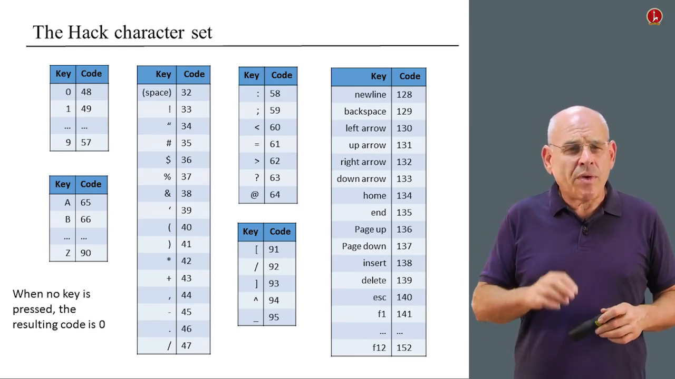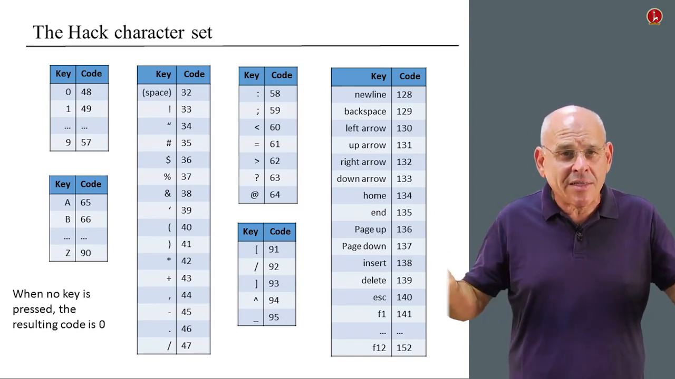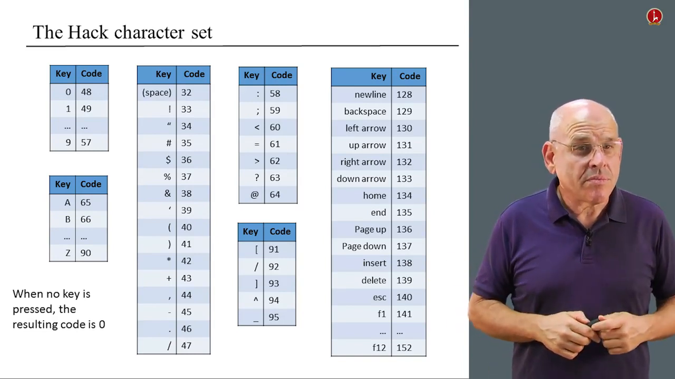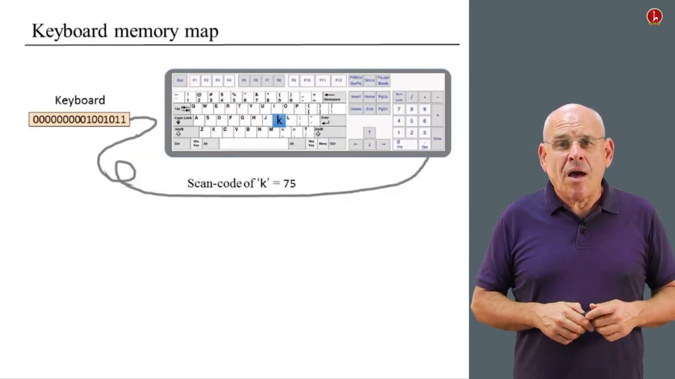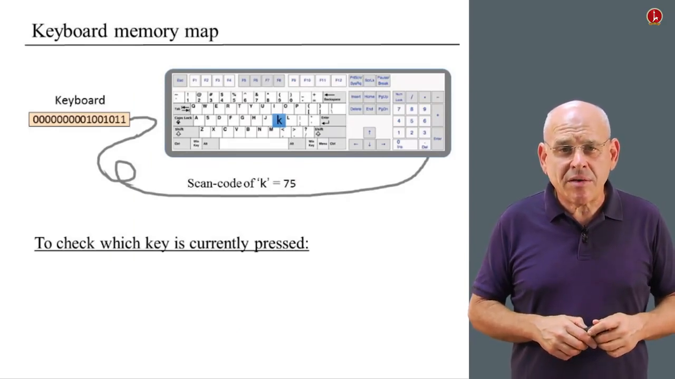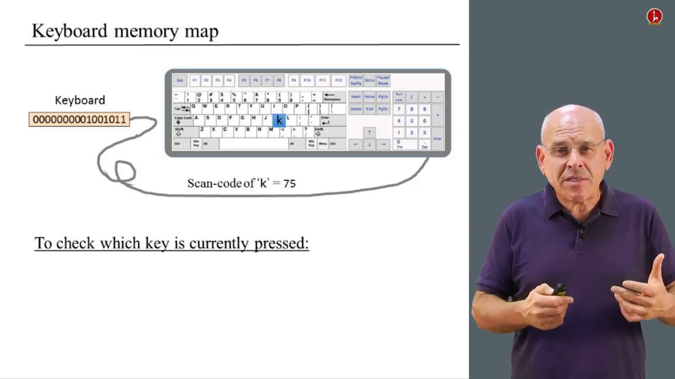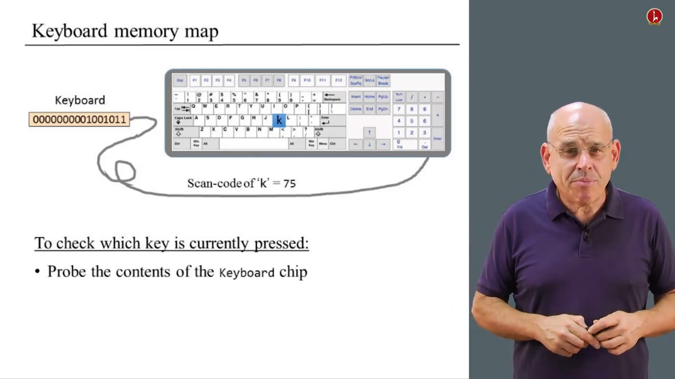And by the way, when you don't touch the keyboard, when the keyboard is idle, the number that we see in the memory map is 0. So that's how we can tell if the keyboard is actually being used. The memory map, once again, is this 16-bit register. And if you want to check which key is currently pressed, all we have to do is probe the contents of the keyboard chip.